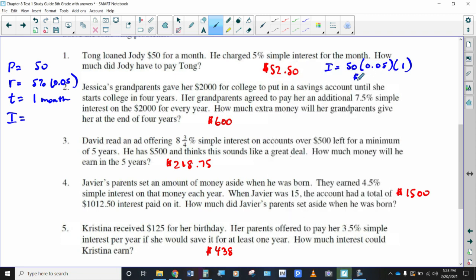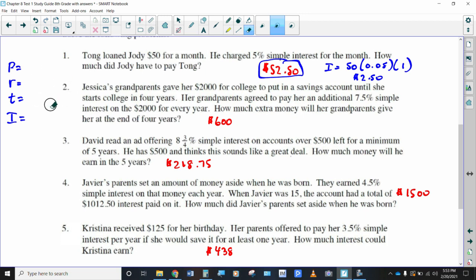So if you said $2.50, you would be the winner if indeed they're asking how much interest will Jody have to pay on this loan. But that's not what they asked. They said, how much did Jody have to pay Tom? Well, she has to pay back the $50 plus the interest. So that's how you get $52.50.